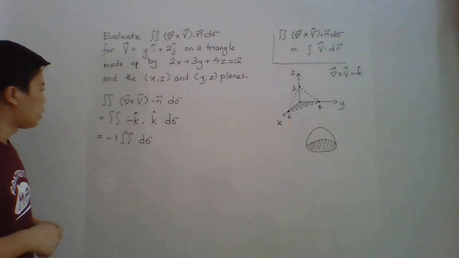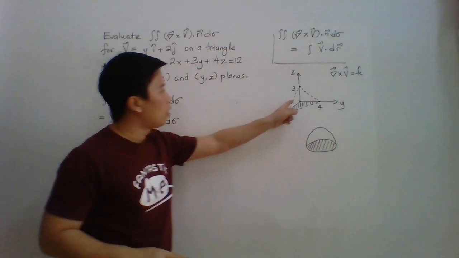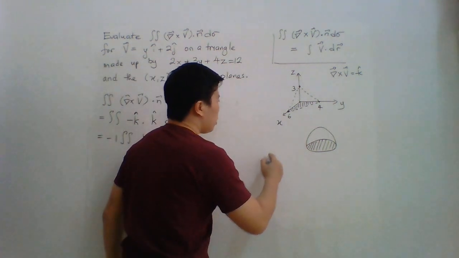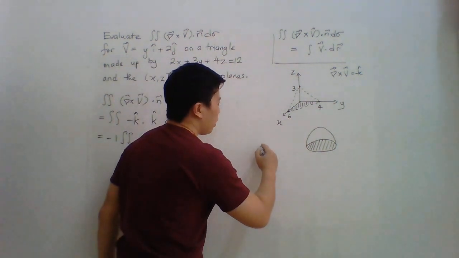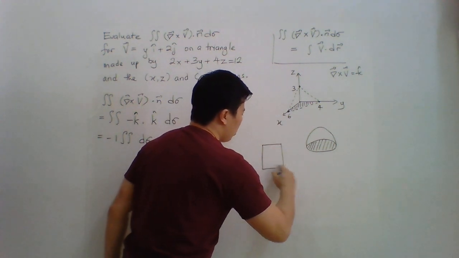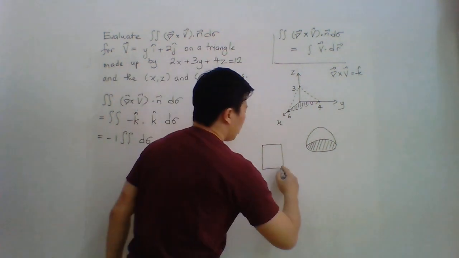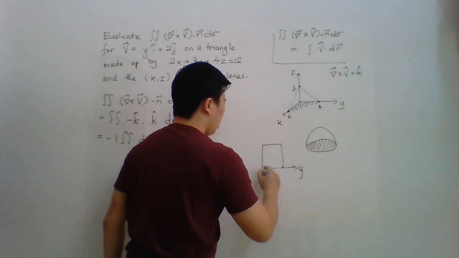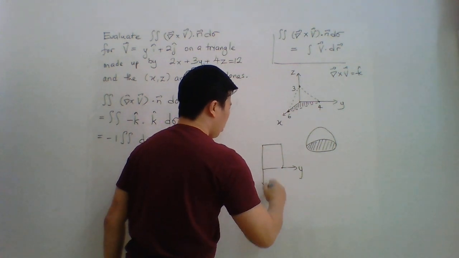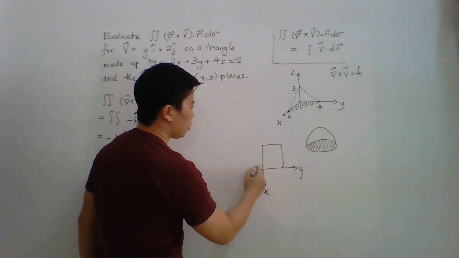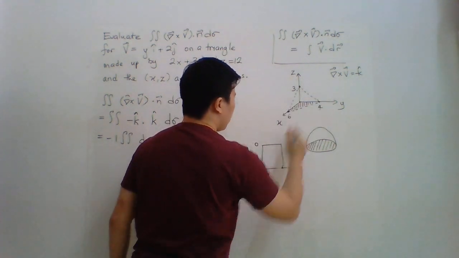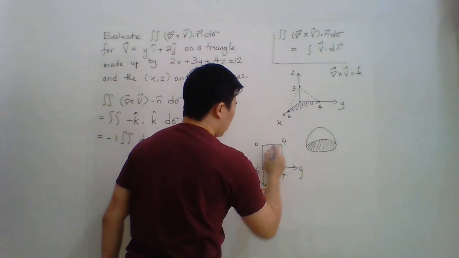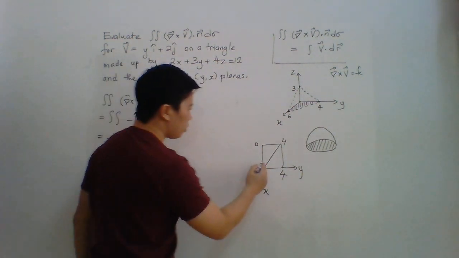And this means that I just need to evaluate the area of this triangle. The area of this triangle is just half of the rectangle. So here you have a rectangle that looks like this. This is, for example, my y direction, and over here this is going to be my x direction. So this is 6, 0, this is 4, right, and this is 4, and this is the triangle that we want over here.